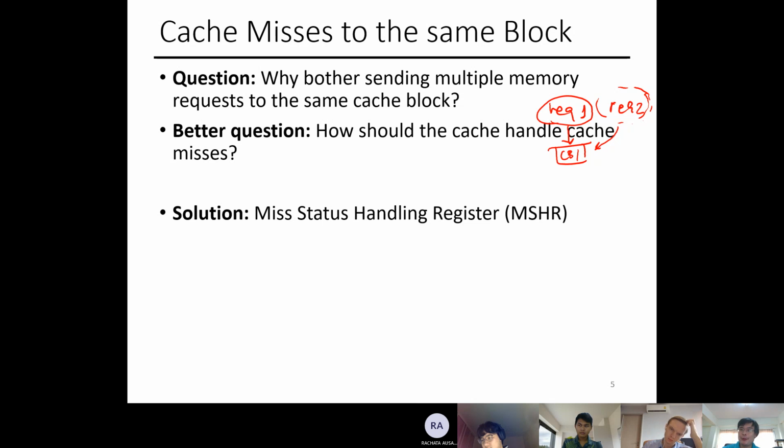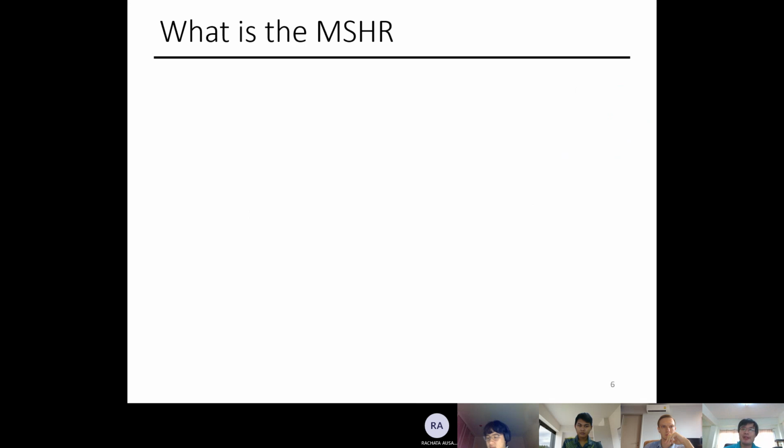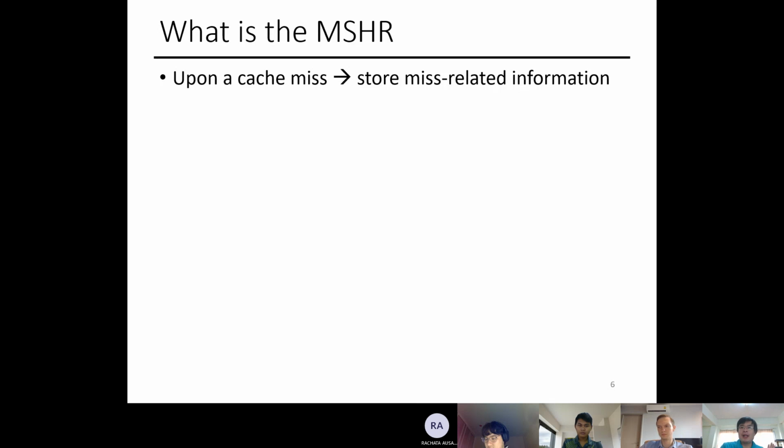And our MSHR is kind of like the solution to these questions. Basically, it's a design to help allow the processor to handle the cache miss better, more efficiently. So what is the MSHR? The way it works is when you have a cache miss, you store the miss-related information. What is that information? And why do you have to store it?